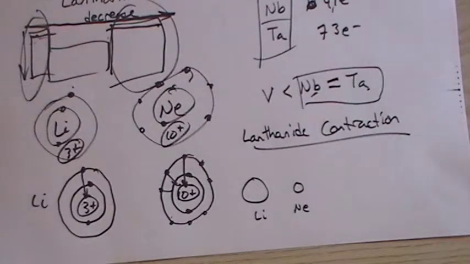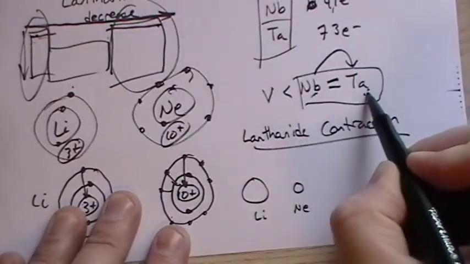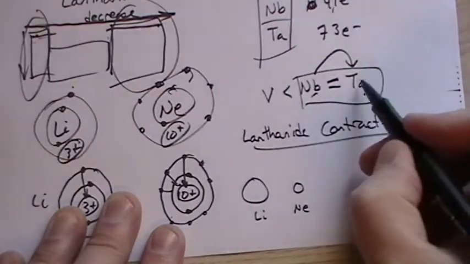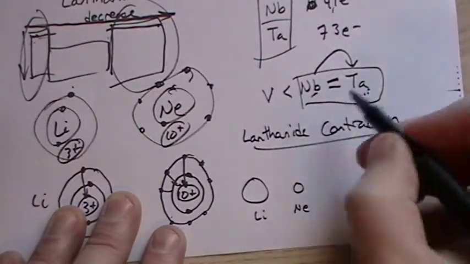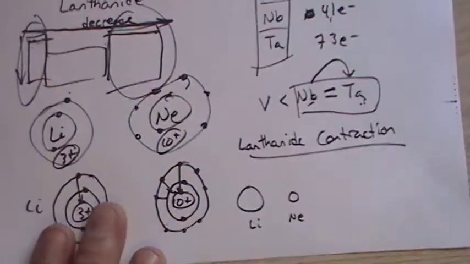What's happening is that these electrons are being added into the same level, but the nuclear charge gets larger and larger, so the atoms get smaller. So by the time you go from niobium through back to tantalum, the atom has decreased so much in size that tantalum ends up being the same size as niobium, despite the difference in electrons. And that is that.